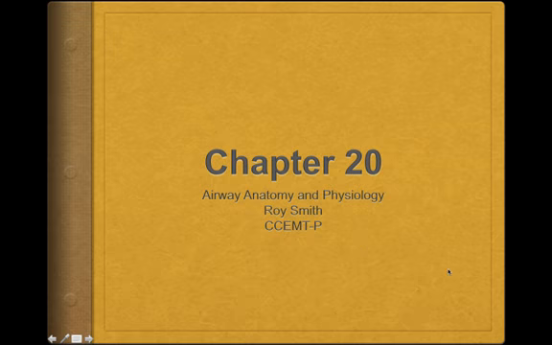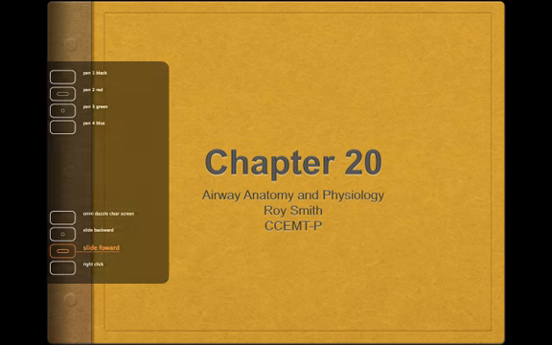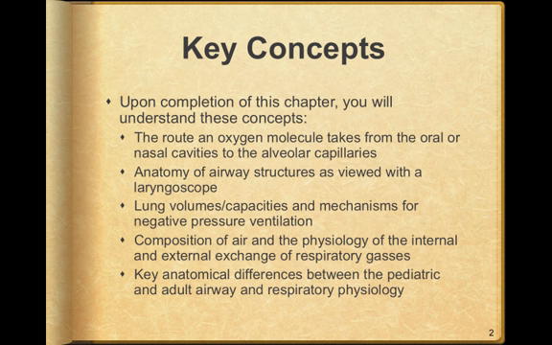This is going to be Chapter 20, Airway Anatomy and Physiology. After completion of this chapter, you will be able to understand the route an oxygen molecule takes from the oral and nasal cavities to the alveolar capillaries, the anatomy of the airway structures as viewed with the laryngoscope, lung volumes, capacities, and the mechanism for negative pressure ventilation, the composition of air and the physiology of the internal and external exchange of respiratory gases, and key anatomical differences between pediatric and adult patients.